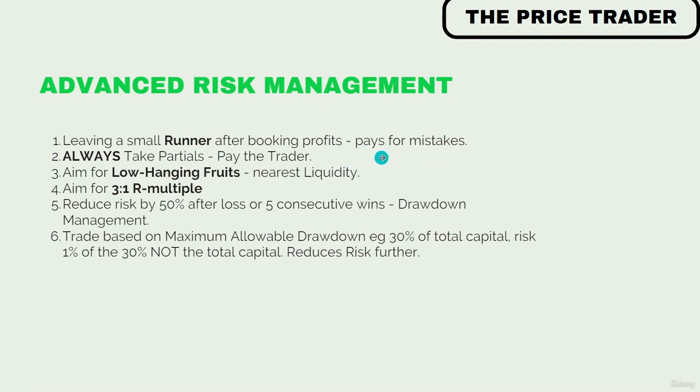And number 2, you always want to take partials. Always take partials. This will really be useful in your trading. And then aim for those low-hanging fruits, the nearest liquidity, the nearest order block or fair value gap. Don't over-target when you are doing your targeting. Then aim for 3-to-1 R multiple. And you also want to reduce your risk by 50%, just as we have outlined.